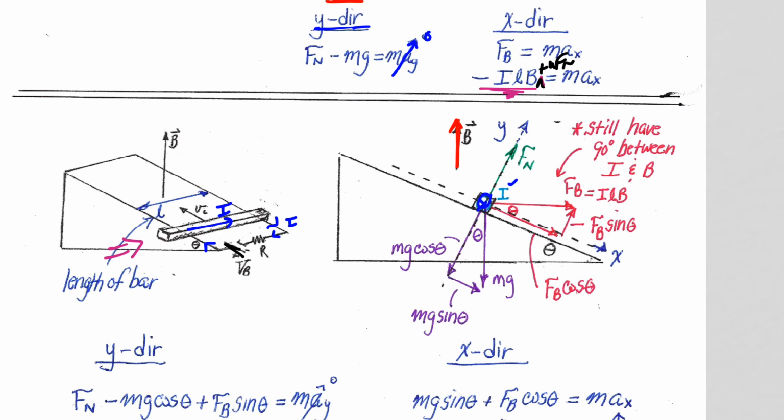We are going to put in mg, and if you remember from mechanics, the block on the incline, mg sine theta is going to pull it down the incline. Mg cosine theta is going to push it into the incline. I'm working with my rotated coordinate system. Now, the magnetic force, IL cross B, still has 90 degrees, just like the above problem, still has 90 degrees between I and B.